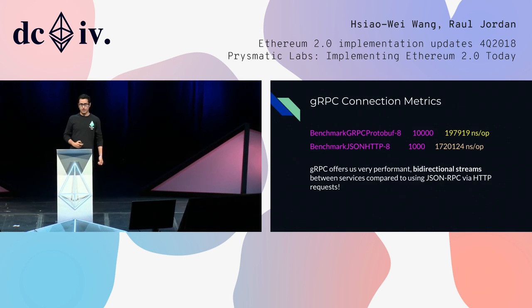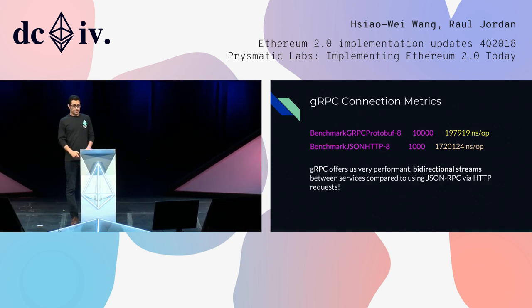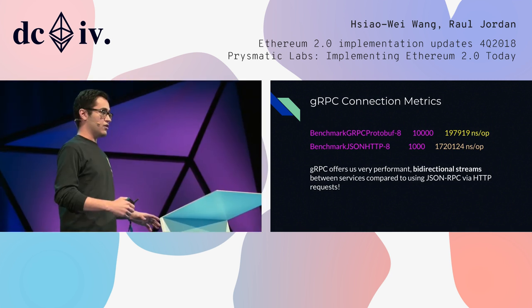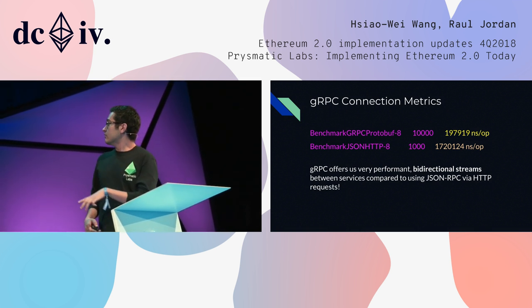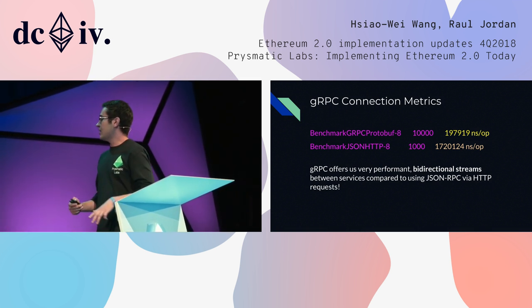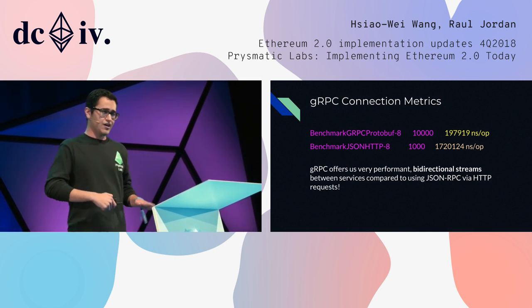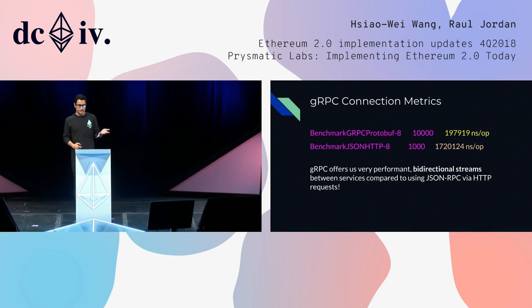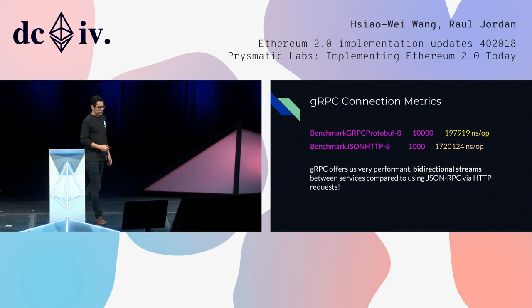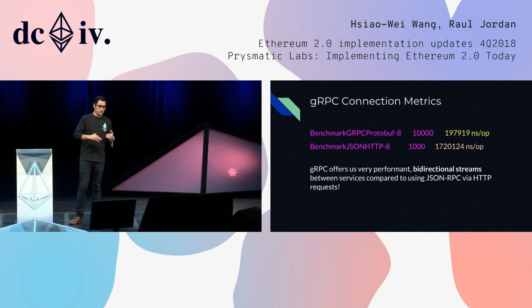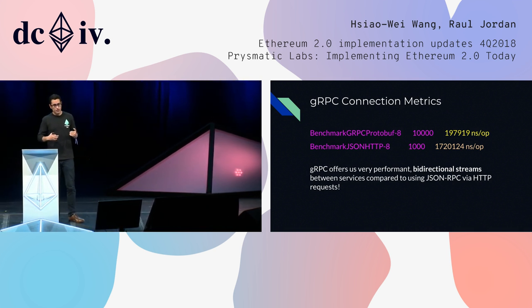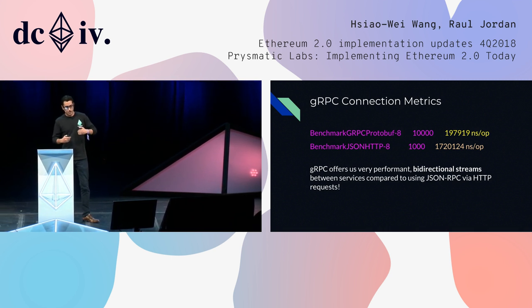So just to give you guys an example of gRPC connection metrics. gRPC is a framework put together by Google for this remote procedure call service optimization. And currently, when you use protobufs, you get almost an order of magnitude, which in reality is about six times the throughput compared to JSON RPC. Why is this important? Well, like I said, we want to reduce as much friction as possible between nodes using ETH 2.0, so that you don't need to worry about this as a user. You don't need to worry about the bottlenecks that you'd otherwise obtain from this.